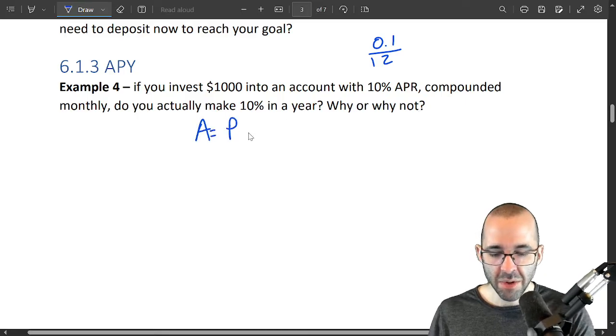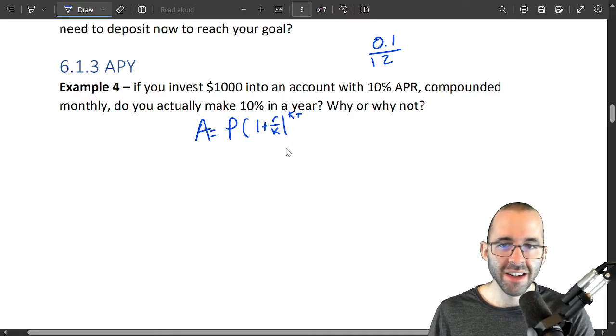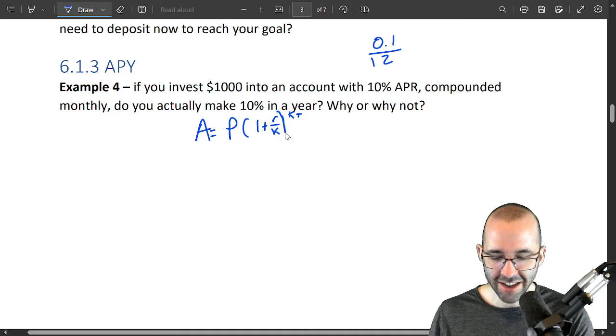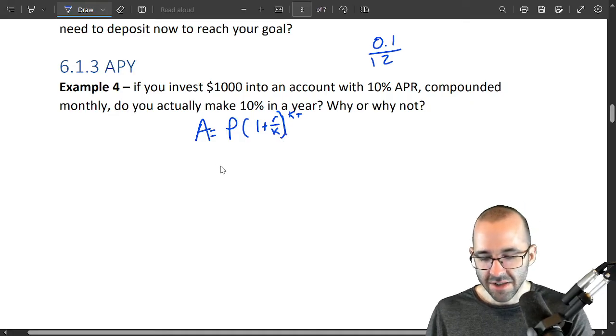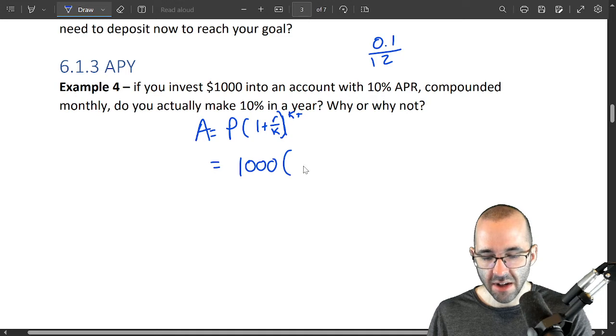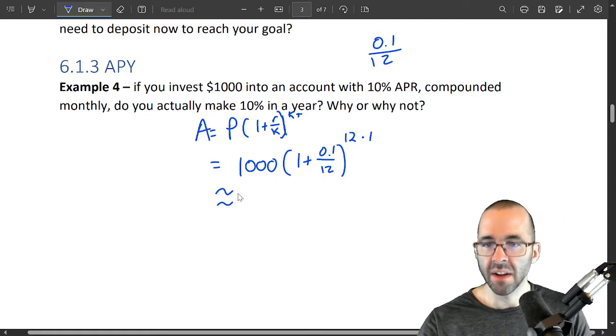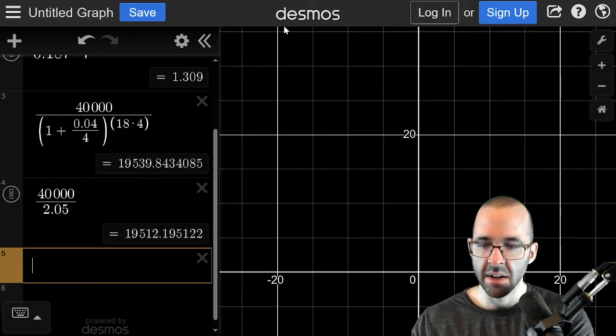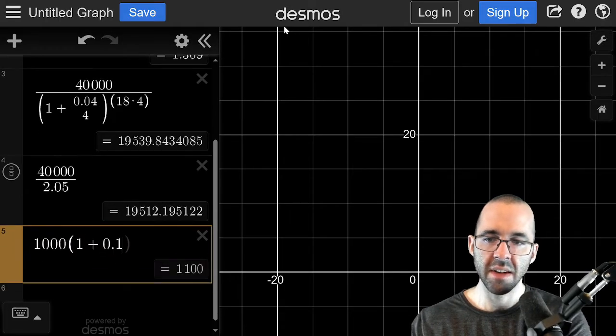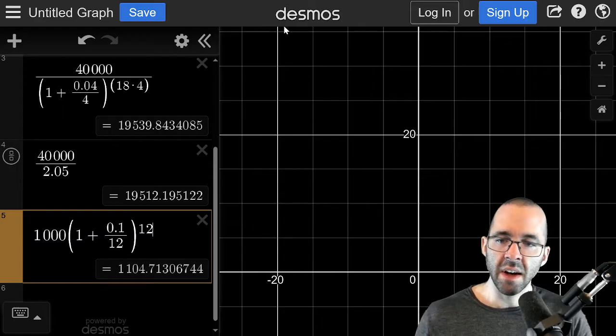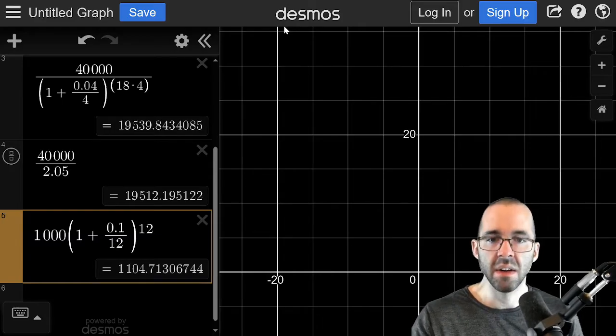The amount is going to be the principal times (1 plus r over k) to the kt. Can we pretend that's a parenthesis? It looks like a vertical bar. So P, we're investing $1,000. Let's say 10% APR, compounded every month, raised to the 12 times 1 year. What does that actually equal? Calculate it. 1,000 times (1 plus 10% over 12). That's 1104.71.